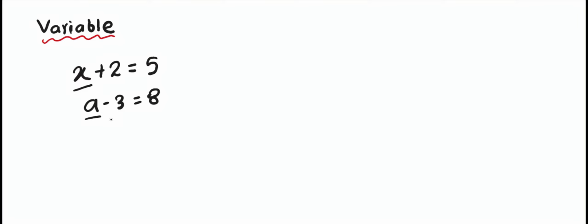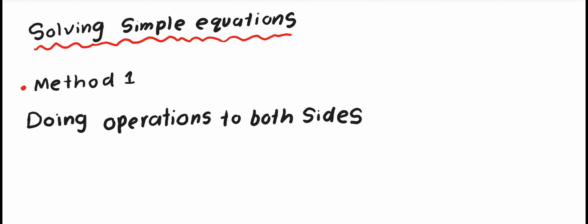So now let's move to how to solve a simple equation. Solving simple equations. There are two methods that we can use to solve a simple equation. Firstly, let's talk about method 1. Method 1 is doing operations to both sides. I will explain this with an example. Take x plus 5 equals 8.